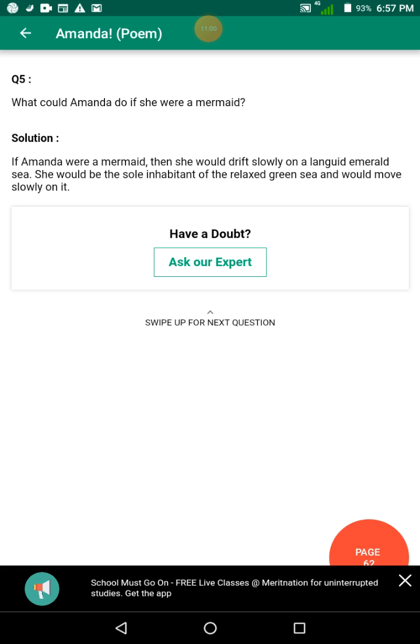Emerald is a green stone, so it looks like a green sea. That's why emerald sea. She would be the sole inhabitant, the only one who is the owner living in the entire relaxed green sea. And what would she do? She would move slowly on it. She wants peace. She wants freedom. Yes, many things are made to understand in this particular answer of Amanda.